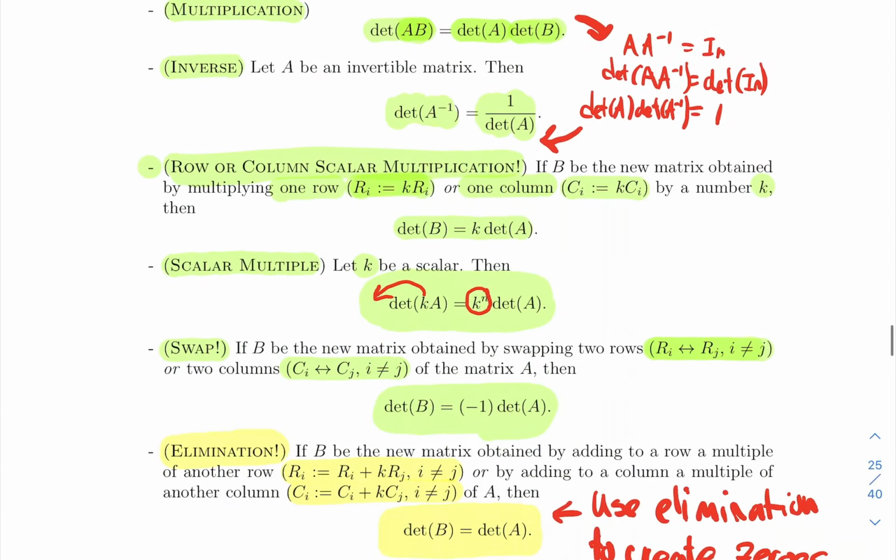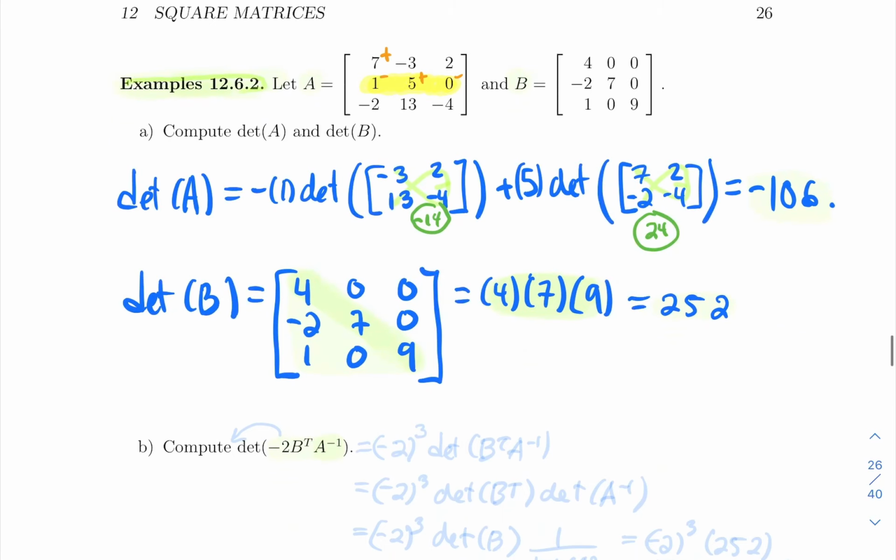All right, let's do some examples of using properties to compute determinants. So first we have two matrices, A and B, and we first are going to compute their determinants. So for the first one, there's really nothing special. So if you just expand it, I use the second row. I got -106, so you can just do it as an exercise at this point.